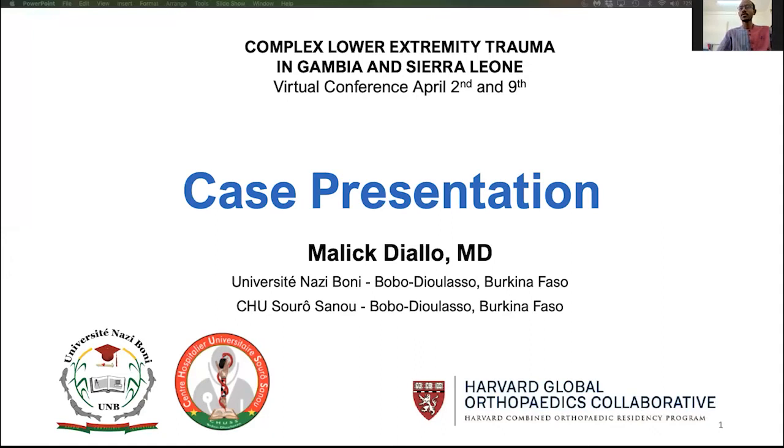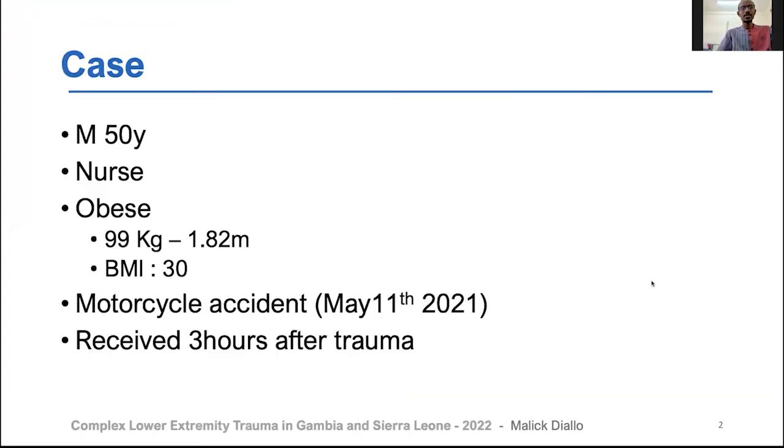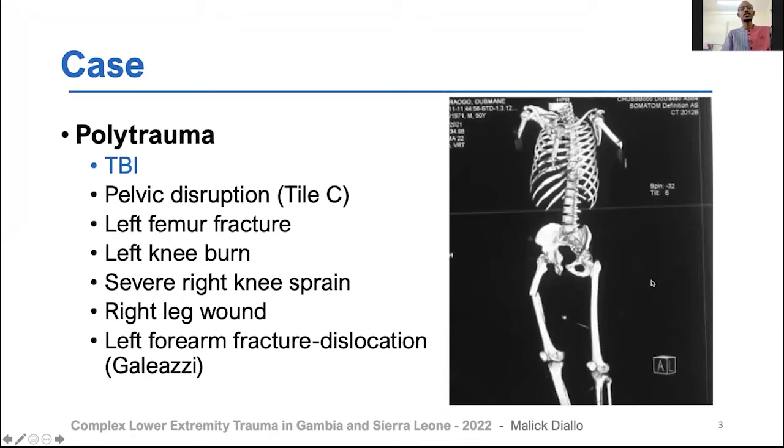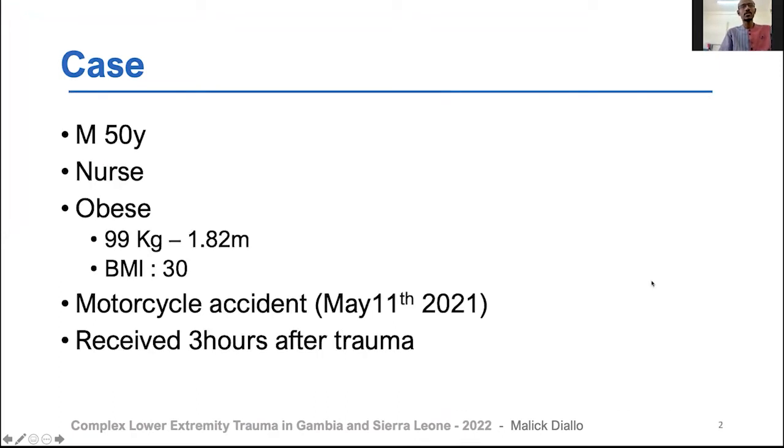Okay, thank you, everybody. I'm glad to be part of this. I would like to share with you my case from Bobo-Dioulasso University Hospital. It's a case I received last year. Next slide, please. It's a male patient around 50 years, working as a nurse in the community hospital. I received him in May 2021 after a motorcycle accident. And he sustained... next slide.